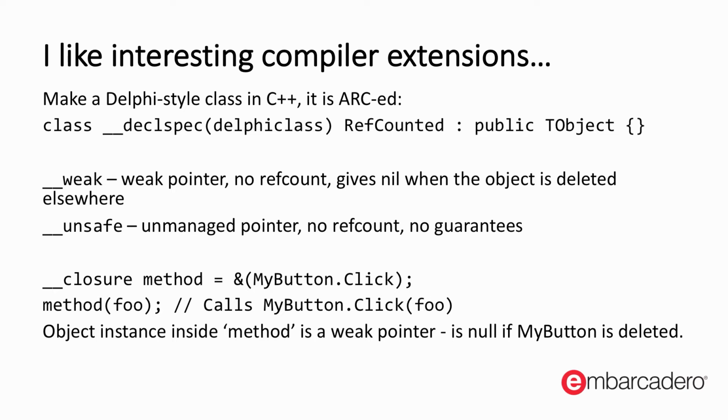If you use __closure to store an object method pointer, as in the code sample on the screen, which stores an object method pair and then calls that method, the object instance inside the closure is a weak pointer. In other words, it becomes null when the object is destroyed. All of which is rather cool stuff.